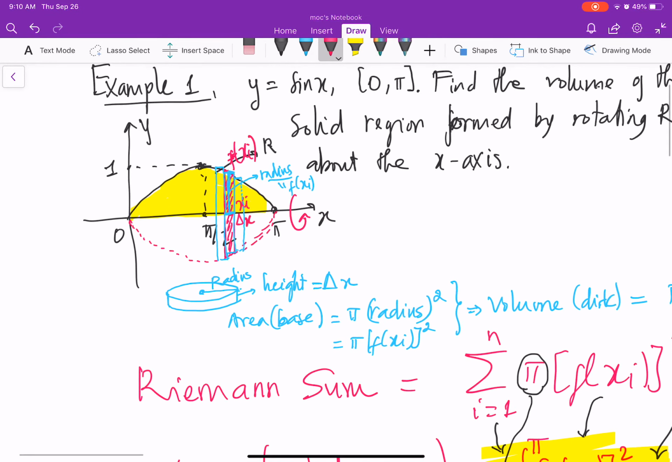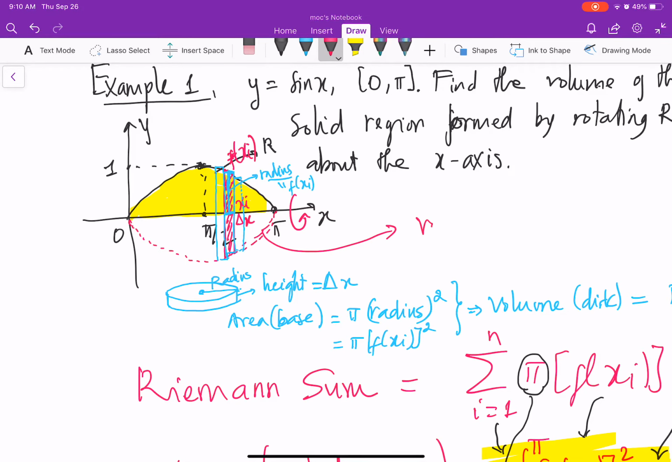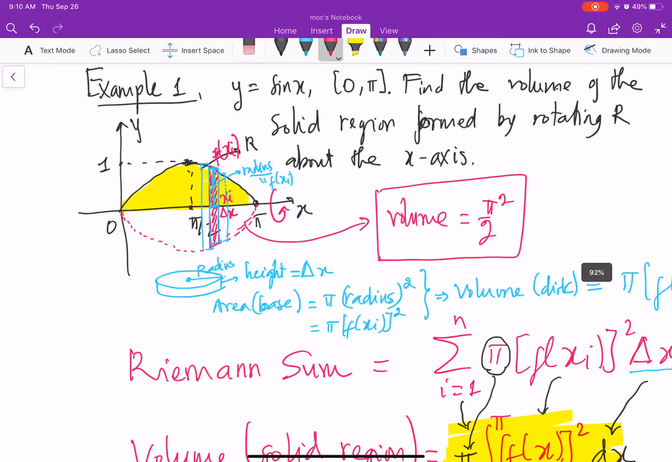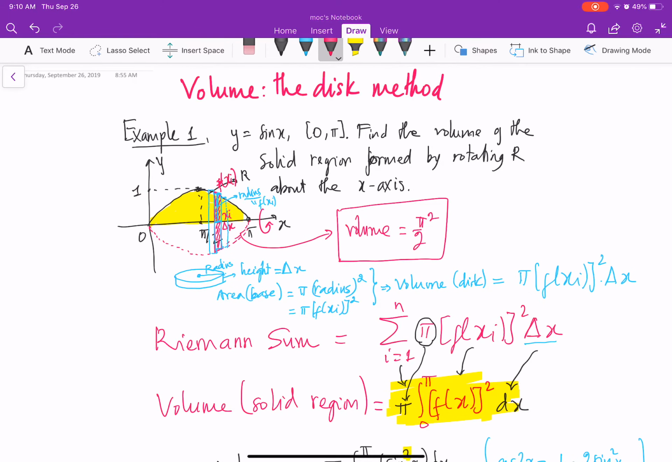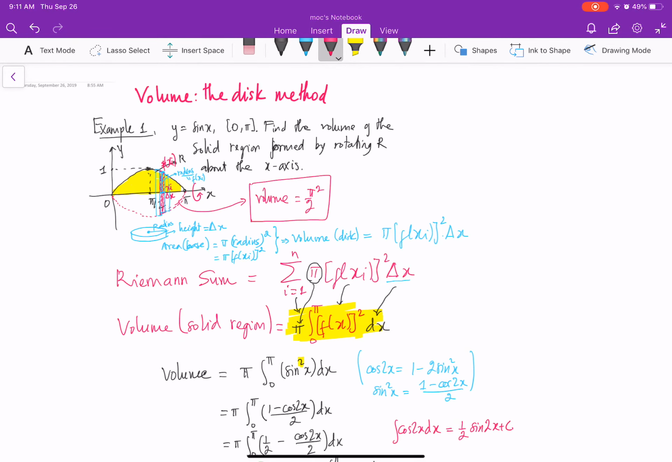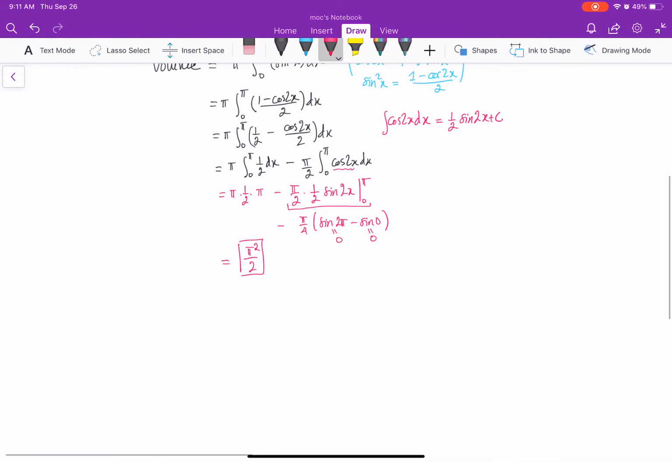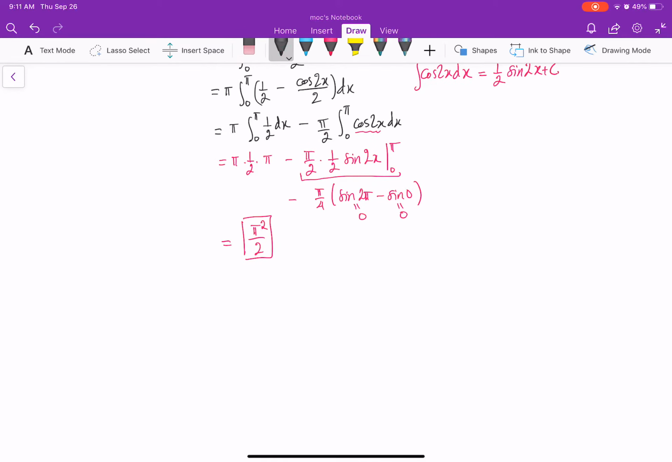Go back to this. The volume of this guy is equal to pi squared over 2. So you see, it's not really difficult with this method. And we need to pay attention: if you rotate some region about the x-axis, it would be easier to use this method to find the volume of our solid region. Let's consider the following example. Let's consider one more, and then we finish this topic, okay?